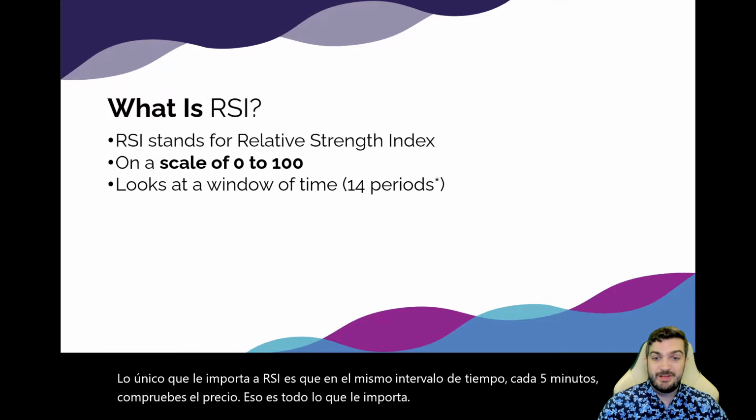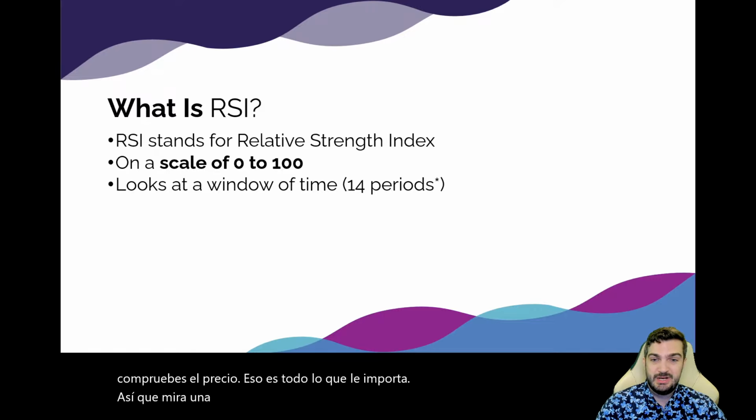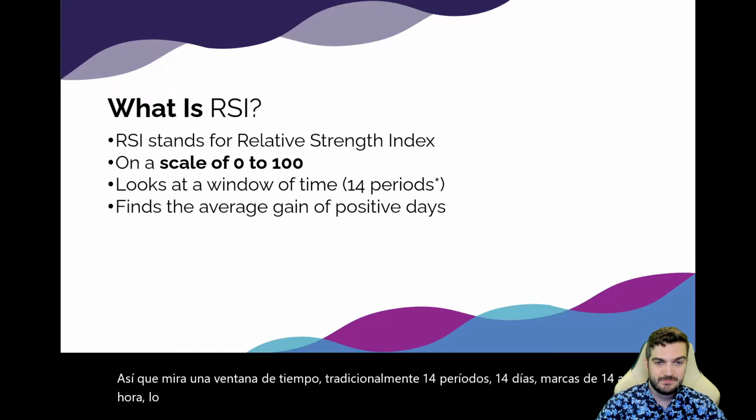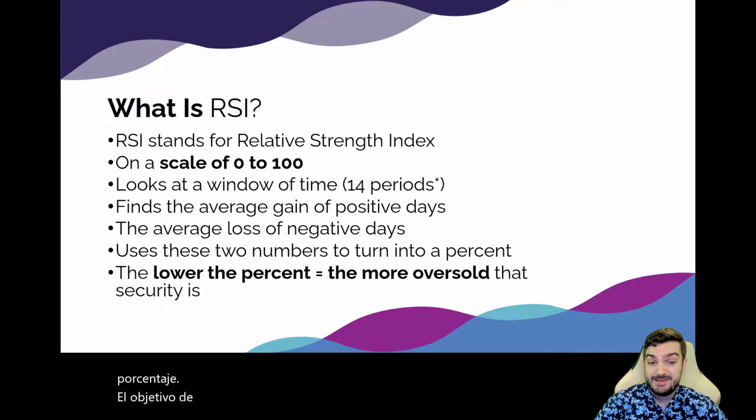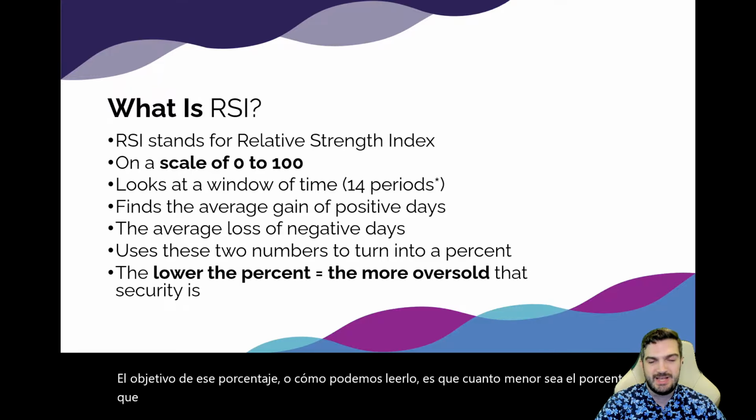So it looks at a window of time, traditionally 14 periods, 14 days, 14 1-hour marks, whatever it might be. We look at those 14 days and we find the average gain if the price went up, and the average loss if it went down. And we turn those two numbers through a bunch of ugly math into a percentage. The goal of that percent, or how we can read it, is that the lower the percent we have, the more oversold that security is.